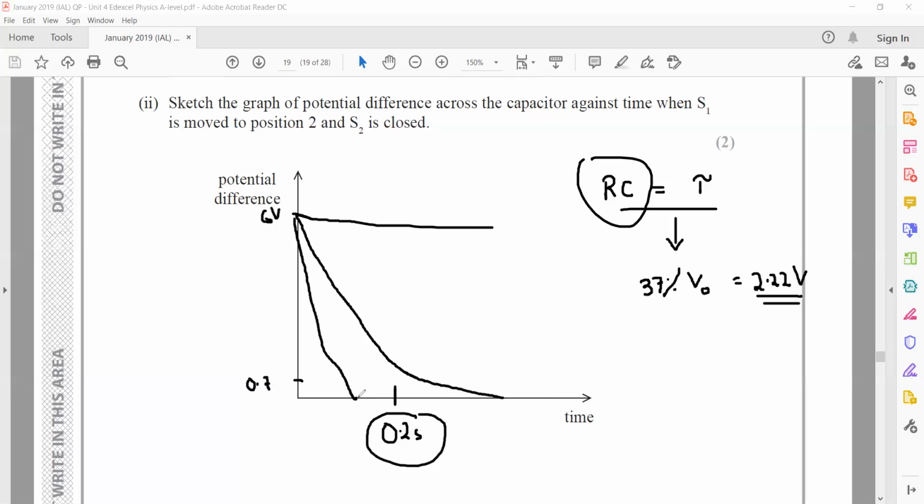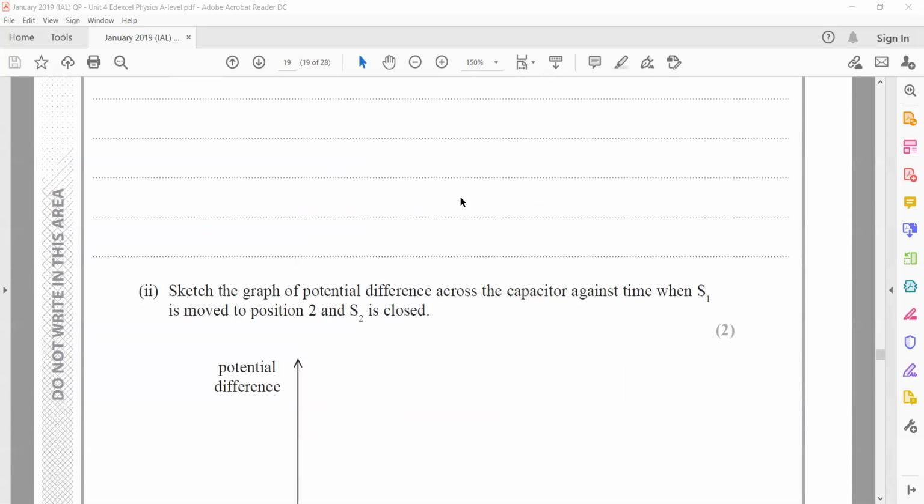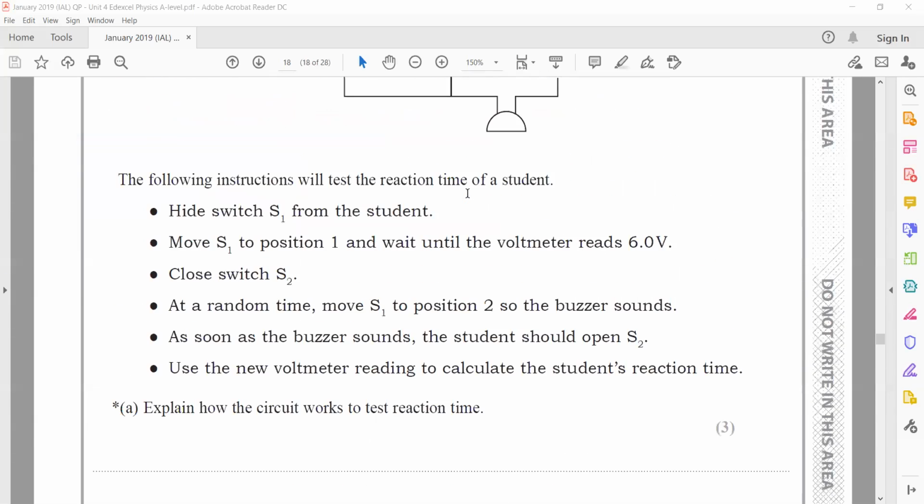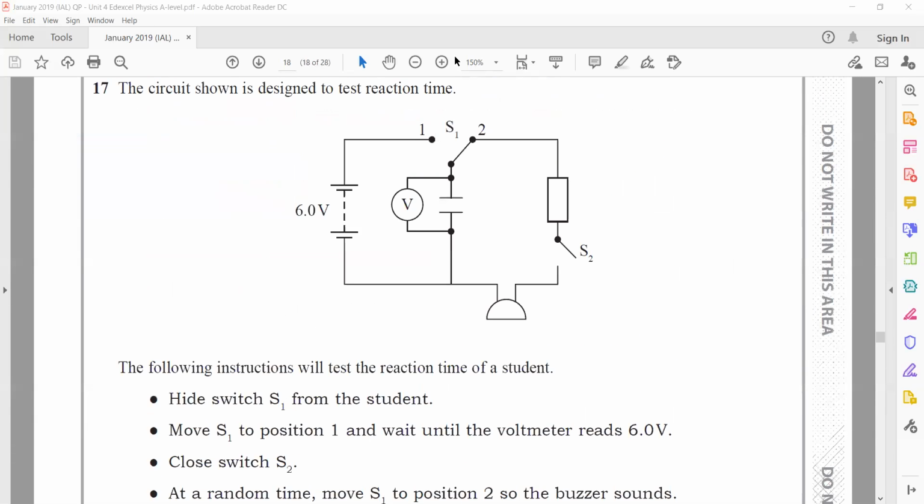Two values are there. One is the term time constant, which is RC. Another one is the reaction time. So the time constant should not be too small compared to the reaction time, because a student is taking 0.2 of a second to open the switch. But before opening the switch, if the capacitor is completely discharged, then there is no use of opening the switch. So that will not be accurate.